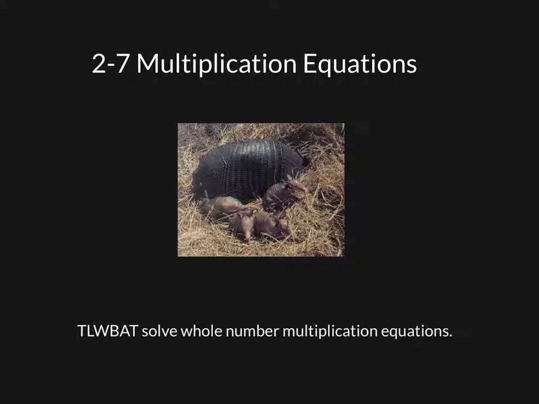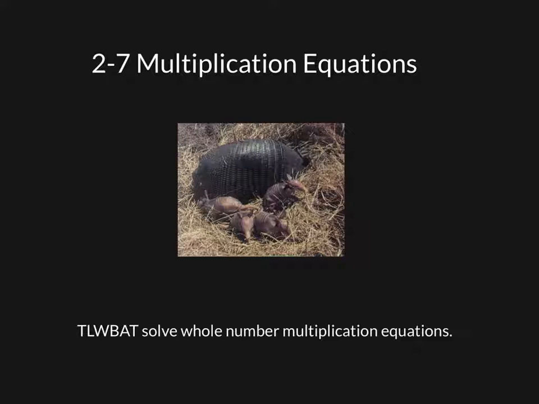So here we go. We have a picture of some armadillo and a random fact here, but 9-banded armadillos are always born in groups of 4. If you count 32 babies, what is the number of mother armadillos? That's kind of the question we're going to solve on this first page here.